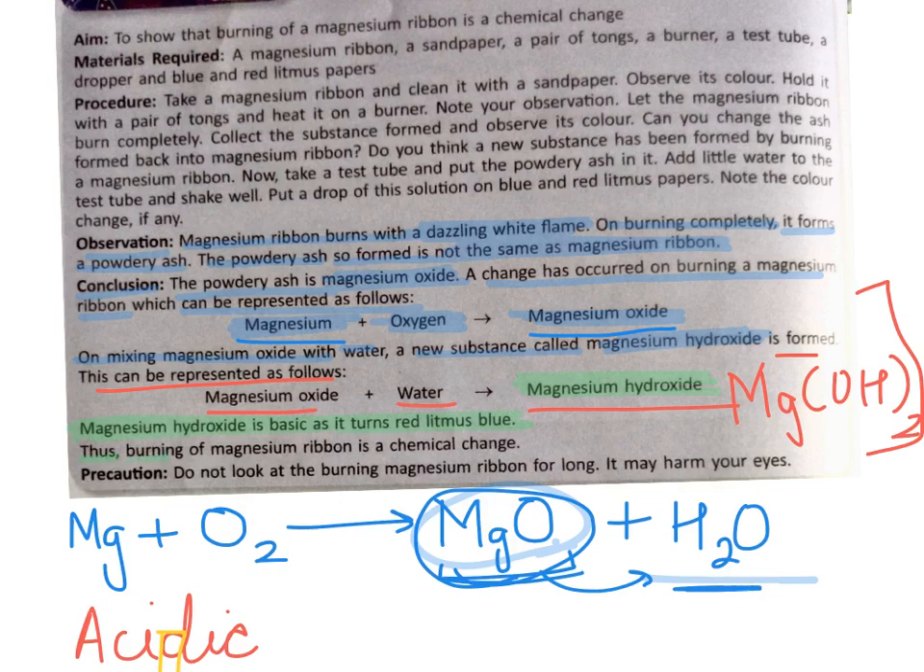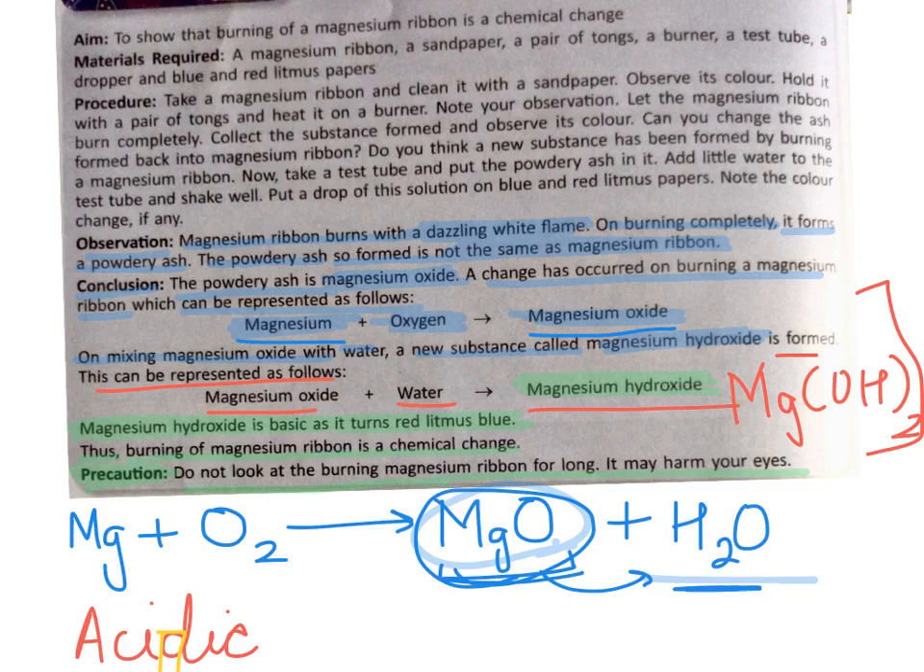Thus, burning of magnesium ribbon is a chemical change. Precaution, that is, cautions to be taken care of while performing this experiment. Do not look at the burning magnesium ribbon for long. It may harm your eyes.